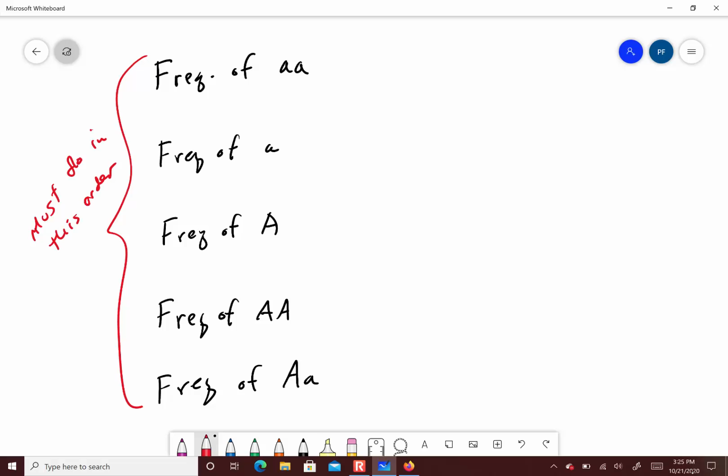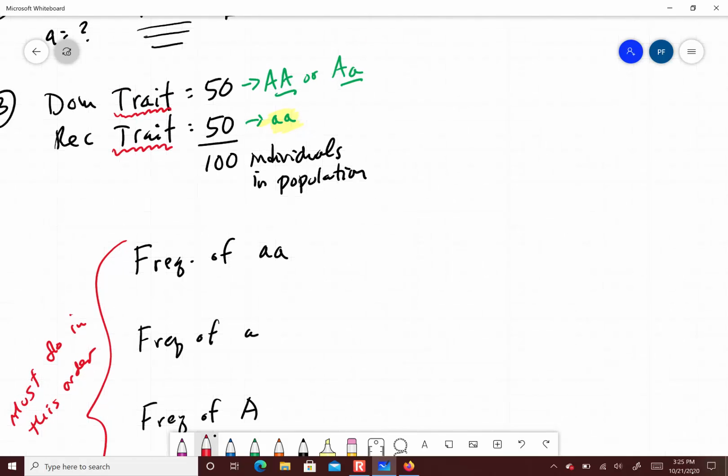If you decided you were going to start this by trying to figure out the frequency of big A, that will be wrong, and everything that comes after will be wrong. So don't do that. Start exactly as I'm showing you here in this order. To find the frequency of homozygous recessive, two little a's, we take how many are homozygous recessive and divide that by the total in our population. So that's 0.5.